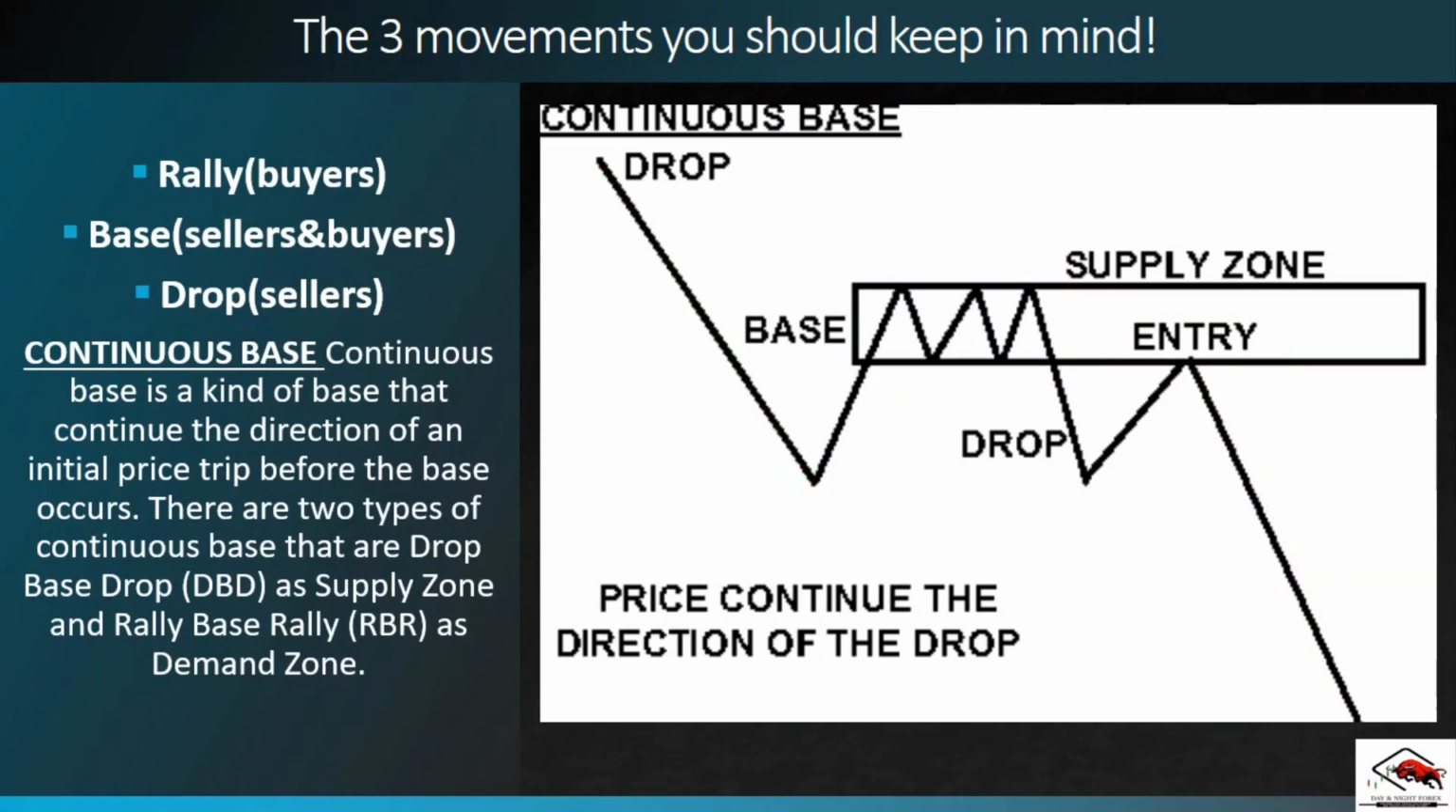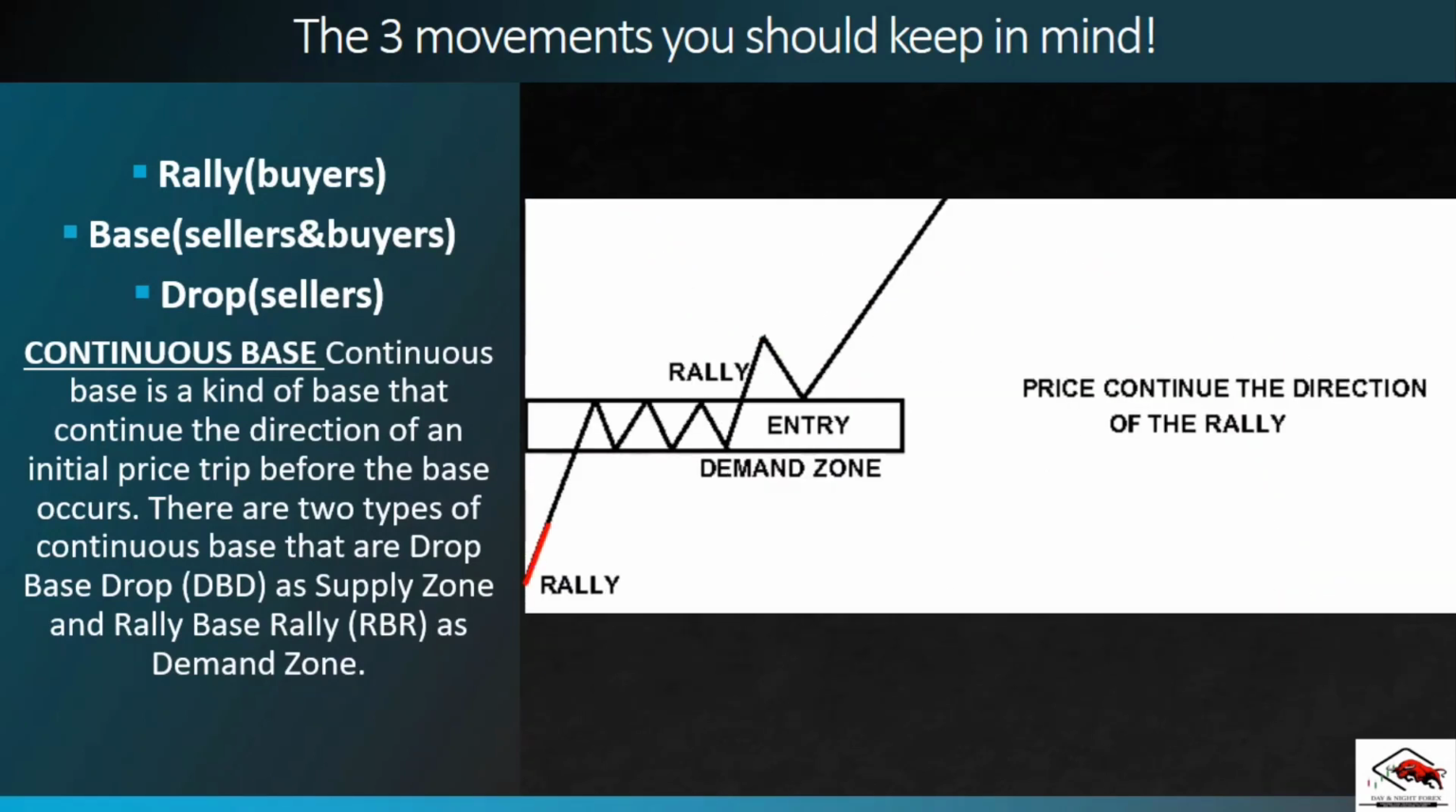Now, inversely, looking at the rally-base-rally, we basically have a rally, which is an upward move first. Then we have our base over here. And after that base, we have a retest over here, which allows us to enter the market and then continue with the initial trip, which is the upward move over here. That is what we refer to as the rally-base-rally.